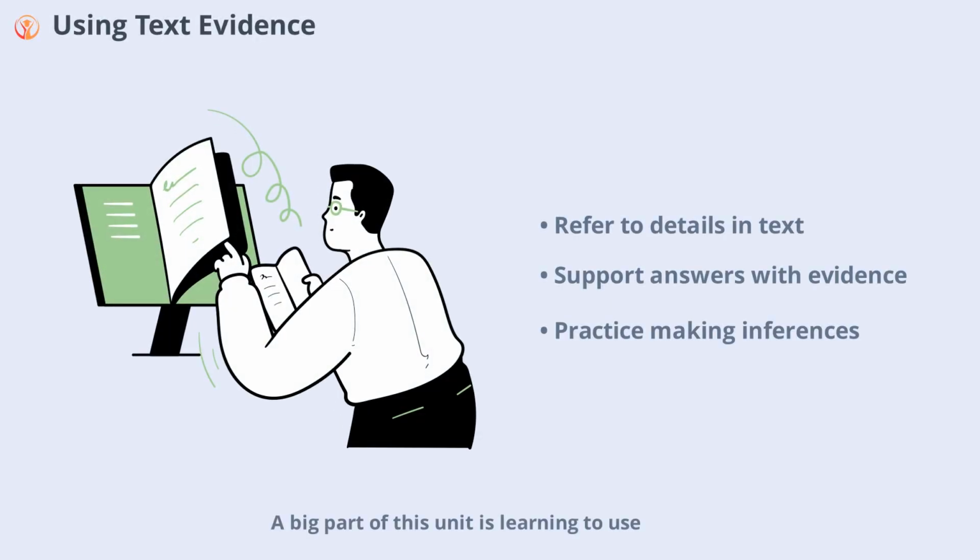A big part of this unit is learning to use details and examples from the text to explain your ideas. When you make an inference or answer a question, it's important to show where you found your answer in the story. We'll practice citing evidence by looking back at the text and quoting or describing specific parts. This skill helps you become a stronger reader and thinker, and it's something you'll use in all your subjects.